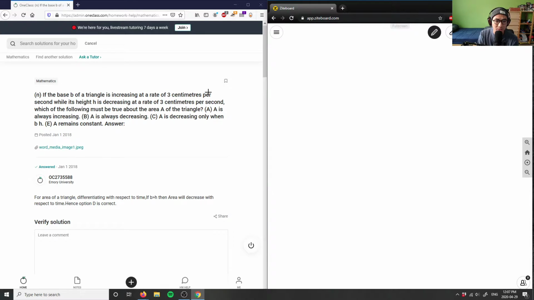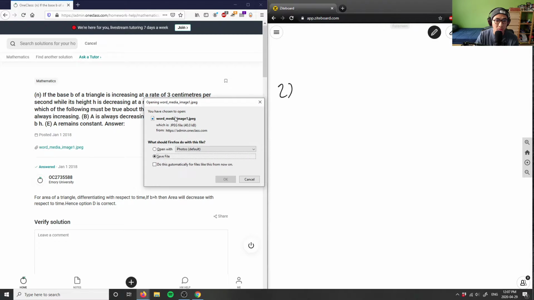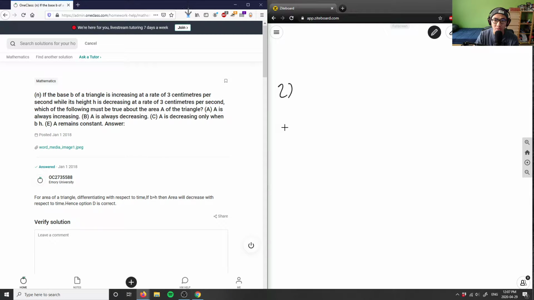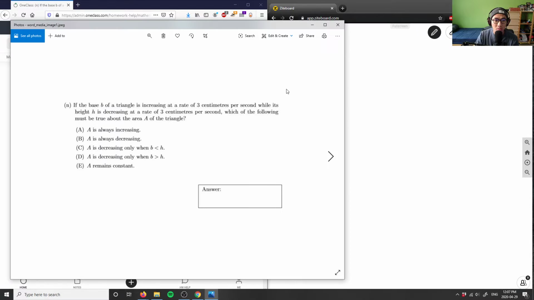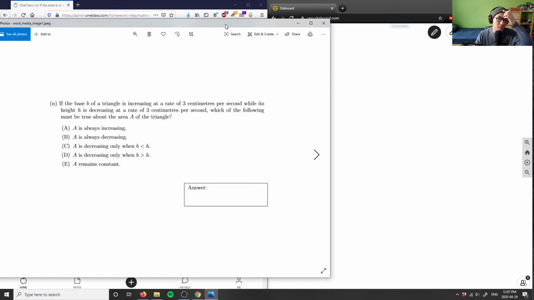And it says here, A is always increasing, A is always decreasing, A is decreasing only when... I might have to open up this. Let me see if this gives me a picture here. Give me a second here. Maybe this would give me a picture. Yeah. So this is a picture of the solution here.